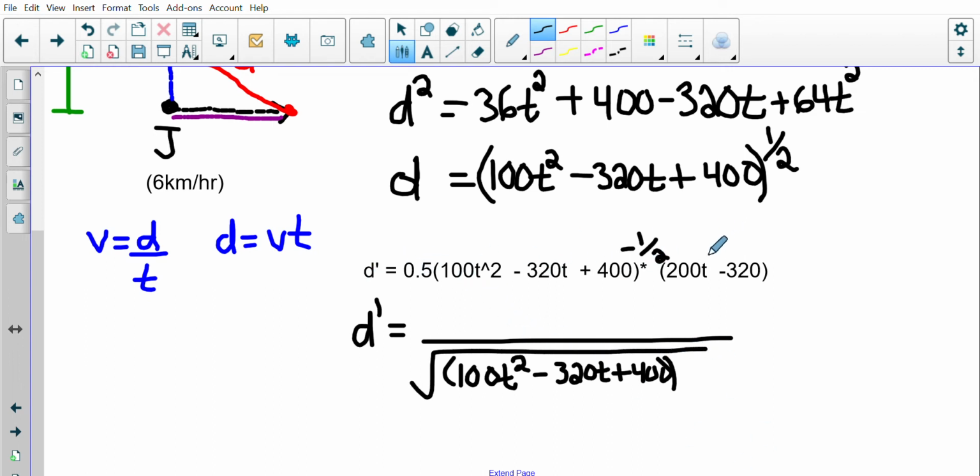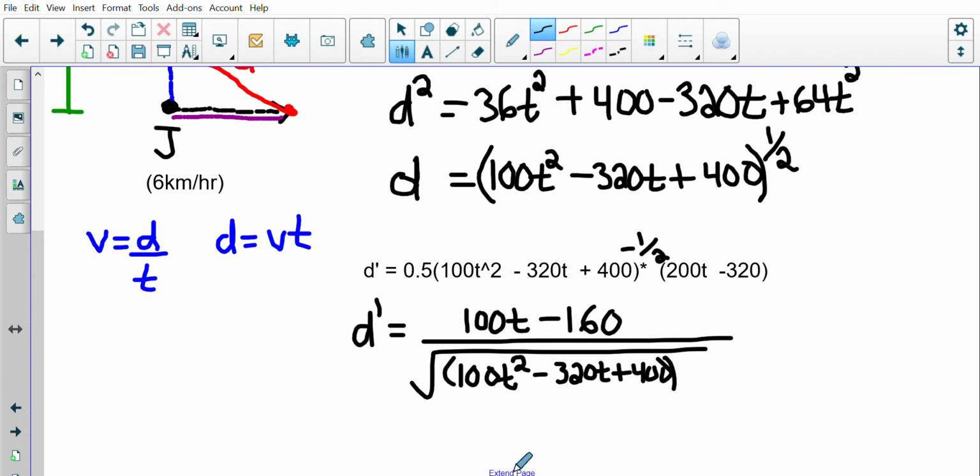Now I've got 1/2 times 200t times negative 320. Well, 1/2 times 200t would be 100t. Then 1/2 times negative 320, I believe is negative 160, but I better make sure here. Last thing I want to do is mess up. Yep, all right. There we go.